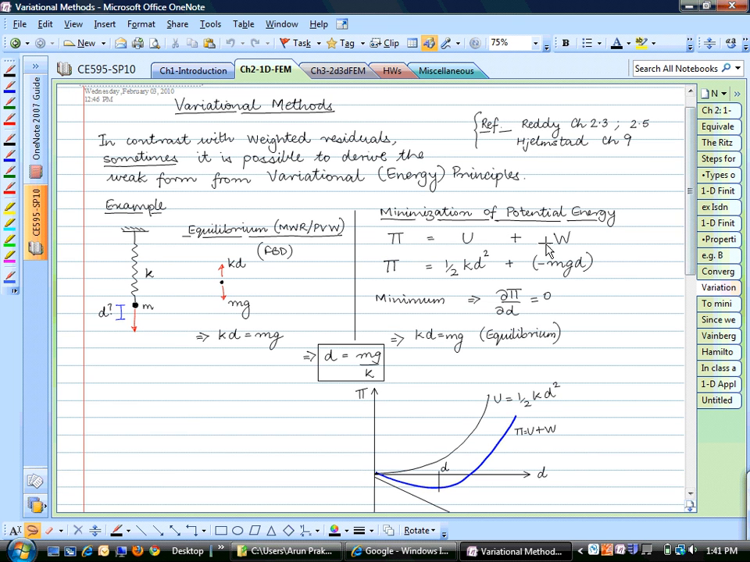This is the spring. This was the potential energy. If you take the derivative of the potential energy with respect to the displacement, you get the equilibrium equation back. And this is exactly the same thing that is happening in the one-dimensional problem. It will be exactly the same thing that will happen in 2 dimensions, 3 dimensions, beams, plates, whatever.